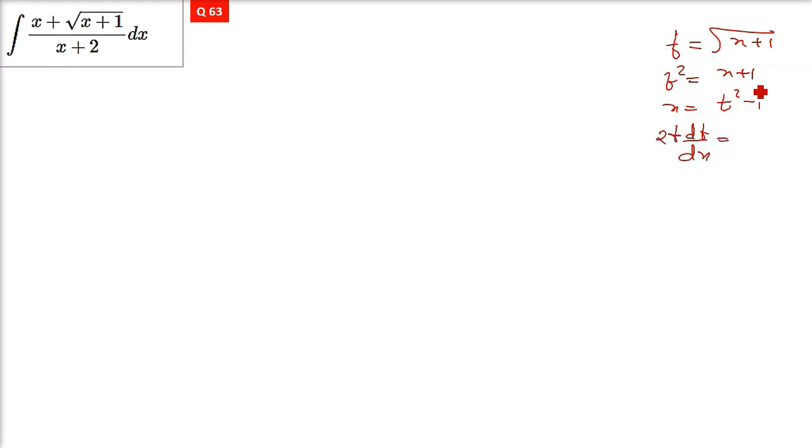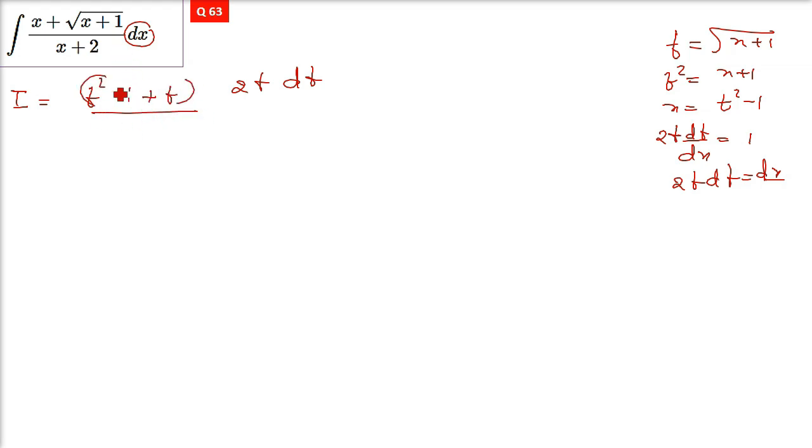dt by dx equals to, this differentiation will be 1. Now what will be dx? It will be 2t dt. Now come here. So now this integration is going to become like this. This dx will be replaced by 2t dt. In place of x, you can write t square minus 1. This under root x plus 1 was t, and denominator x plus 2.